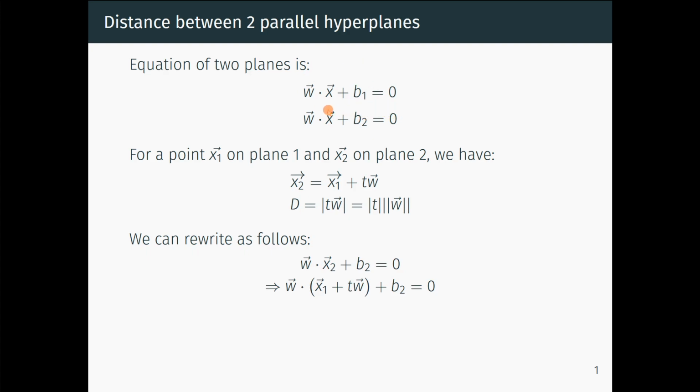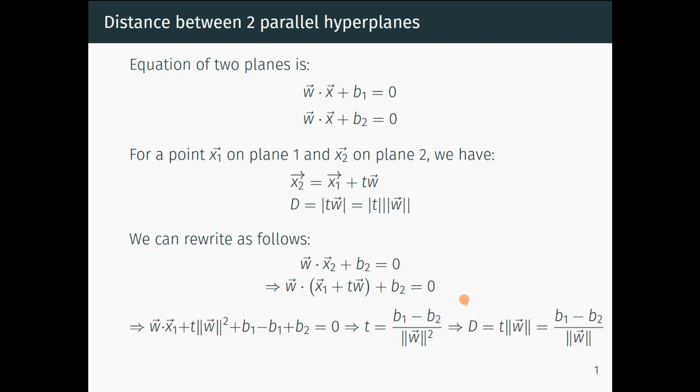So we take this equation wx plus b2 equal to 0, and we know that the point x2 lies on this plane, right? So we can write that w dot x2 plus b2 equal to 0, but we also know that x2 is x1 plus t times the w vector. So we just replace x2 with x1 plus t times the w vector, and we can thus write w dot (x1 plus t times the w vector) plus the scalar b2 equal to 0, right? Let's expand this out, and we get w times the x1 vector plus the scalar t times w dot w, which is just the square of the magnitude, or the square of the length of the vector w, plus b2 equal to 0.